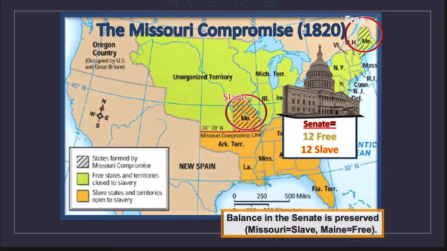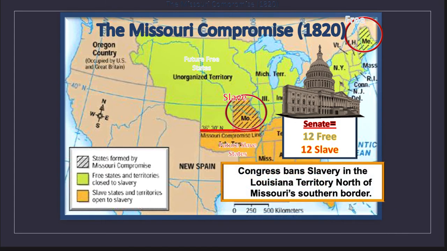And in order to determine what would become of the future, to preserve the balance in the Senate for years to come, we would say that the 36°30' line is going to determine any unorganized territory that wants to become a state, and above the line would be free, and below the line would be slave. Congress is also going to ban slavery in the Louisiana Territory north of the Missouri southern border, which is that 36°30' line. The only slave state that can exist above the 36°30' line is going to be Missouri.